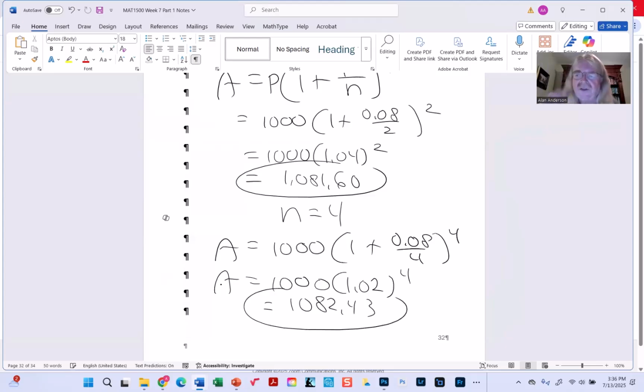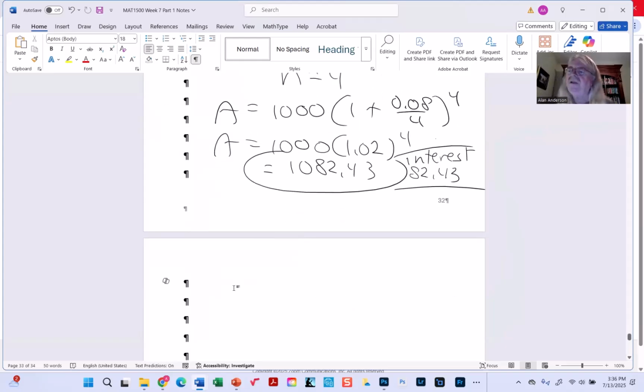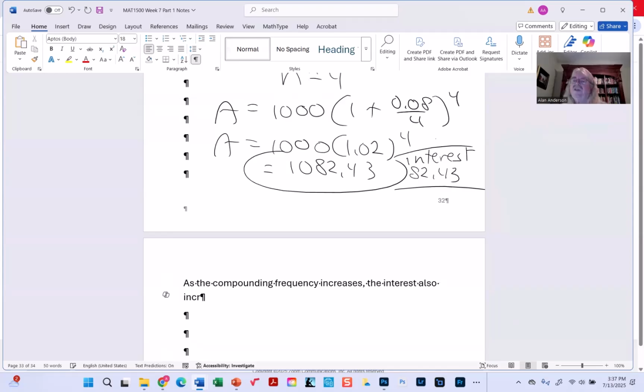Now, since we started out with $1,000, that means here the interest that we earned is 81.60. And down here, the interest is, of course, 82.43. So what happens is that as you keep increasing the compounding frequency, the n, the interest also increases, so that the future value increases. In other words, your balance in the bank can grow more rapidly.